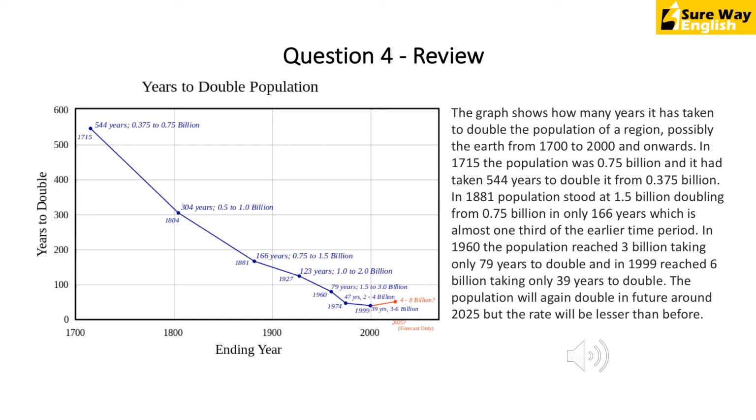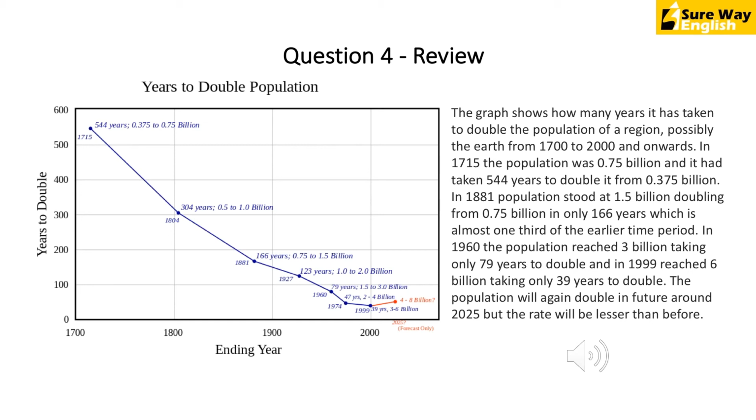And right from the beginning, the graph is steadily decreasing till 2000, and then in red it shows that there'll be a slight increase. So that means the years to double population has steadily decreased from the 1700s, and essentially that's what's said in the sample response. So the first overview sentence, that the graph shows how many years it has taken to double the population of a region, possibly the Earth, from 1700 to 2000 and onwards.